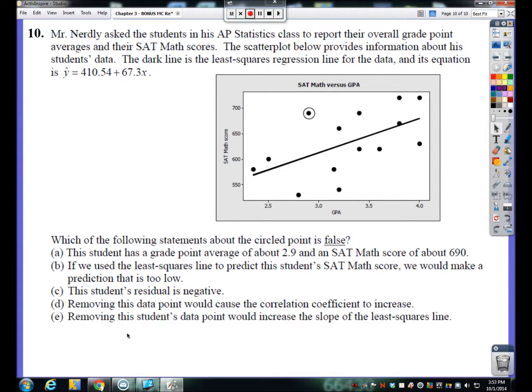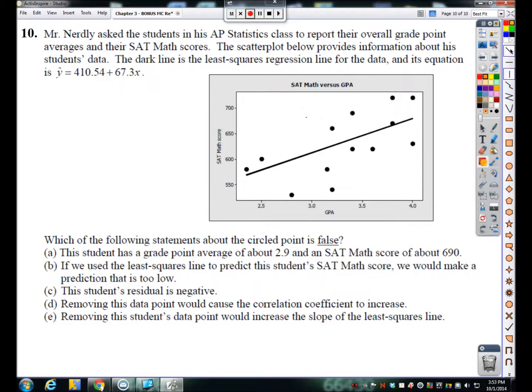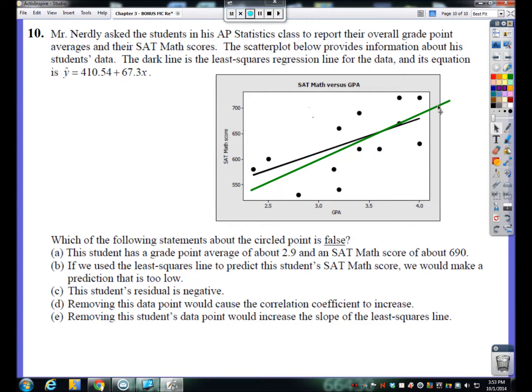And then E, let's make sure this is true. Removing the student's data point would increase the slope of the regression line. So again, if I got rid of this point, that's going to affect the location of the LSRL. Now, if I were to try to estimate where I think the LSRL would go, if I just eyeball where the line would hit roughly half above, half below, I don't know, what do you think? Probably somewhere in this vicinity. And that slope looks pretty good. This slope that I drew in is a bigger slope, so it would increase. So it is also true.